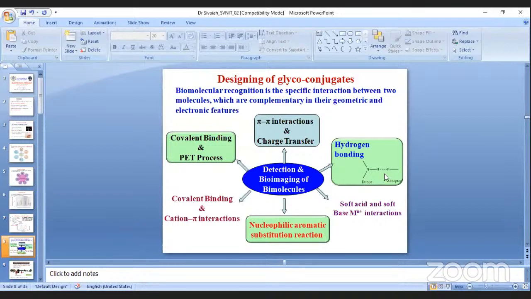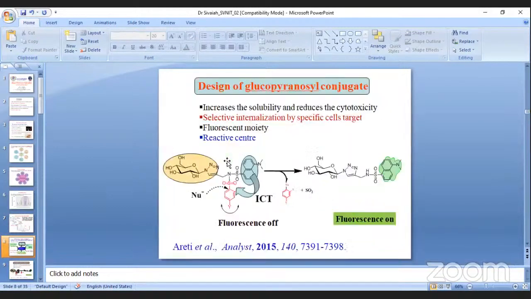There are covalent binding and also cation-pi interactions, and there is covalent binding and the PET process also. There are various kinds of interactions in the recognition process, but today I will focus on nucleophilic aromatic substitution reactions. If you see the design of the glycoconjugate.